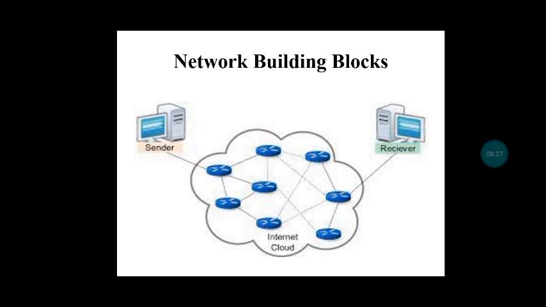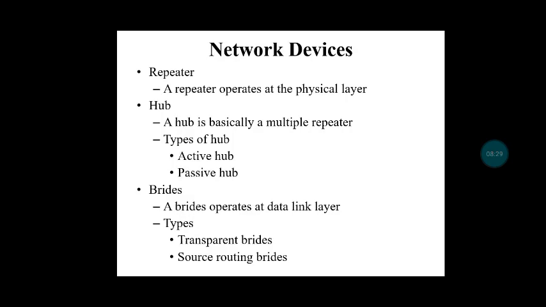If we are using some type of network device, repeaters operate at the physical layer, which is the lowermost layer. A hub is basically multiple repeaters. We have two types of hubs, active hub and passive hub. Bridges operate only at the second layer, the data link layer. We have two types of bridges, transparent bridges and source routing bridges.